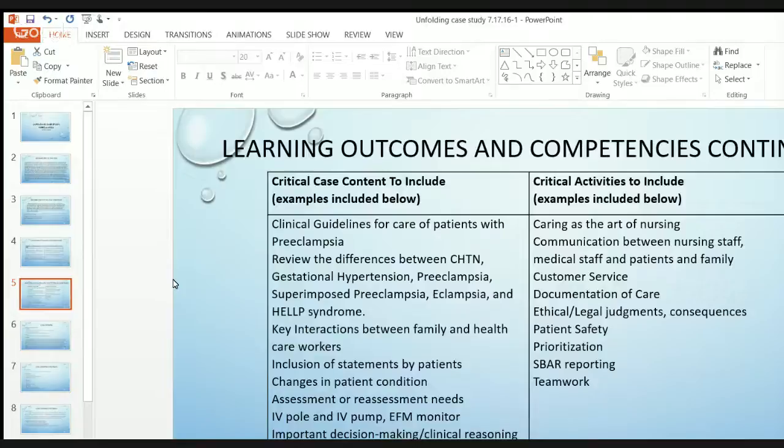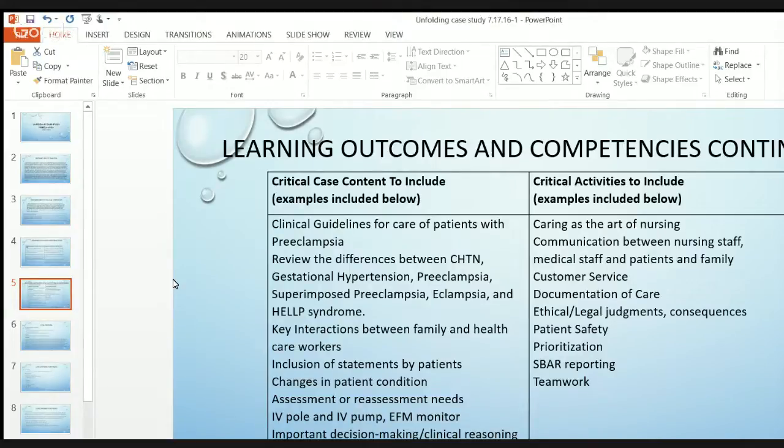So when we look at these learning outcomes and competencies, let's look at the critical case content to include as well as the critical activities to include. So when we look at the content, clinical guidelines for care of patients with preeclampsia. Again, we kind of talked a little bit about reviewing the differences between chronic hypertension, gestational hypertension, preeclampsia, superimposed preeclampsia, eclampsia, and then HELLP syndrome.